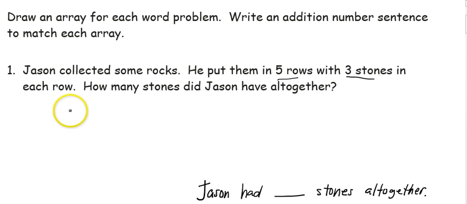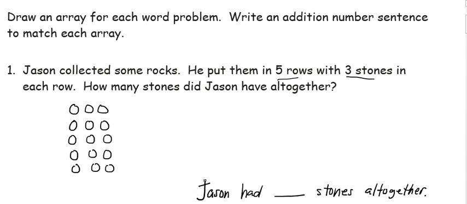When I draw my array, I can use any shape I want to draw. I'm going to choose circles here. So I'm going to draw 1 row with 3 stones, and then I'll keep doing that until I have 5 rows with 3 stones. And here's my array showing 5 rows of 3. Now I need an addition number sentence to match that. I'm going to do a repeated addition problem showing the number of stones in each row. So I have 3 plus 3 plus 3 plus 3 plus 3, or 5 groups of 3.